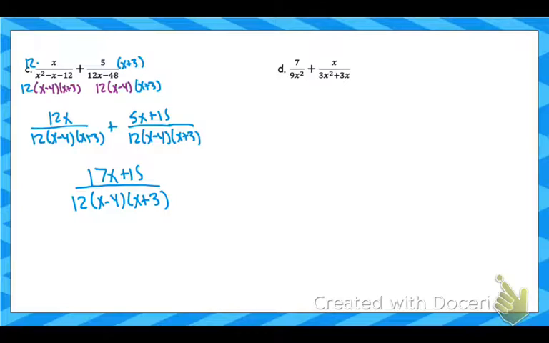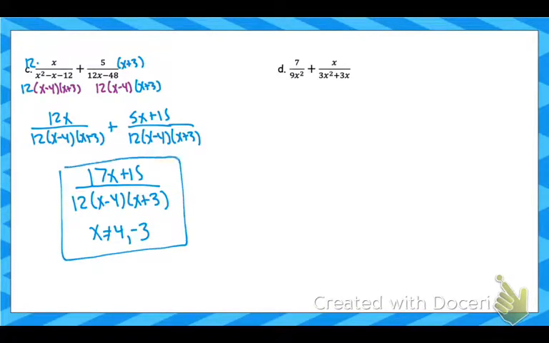Let's go ahead and list our excluded values. Anything that makes the denominator 0, remember, is an excluded value because we cannot divide by 0.